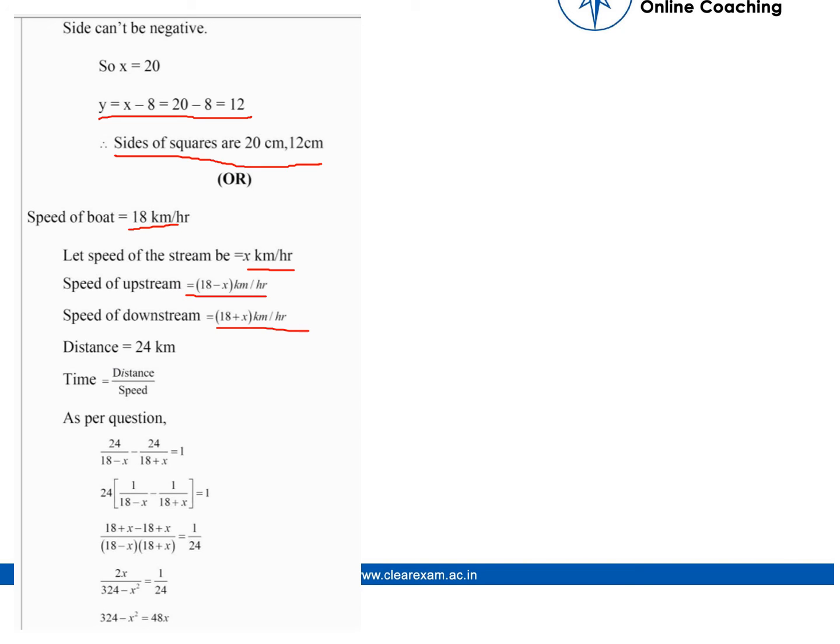Now the total distance is 24 km, and the time is distance by speed. So as per the question, 24 divided by 18 minus x, minus 24 by 18 plus x, is 1. So we take 24 common, and we get a quadratic equation here as well. You just need to solve this quadratic equation to get the correct value.